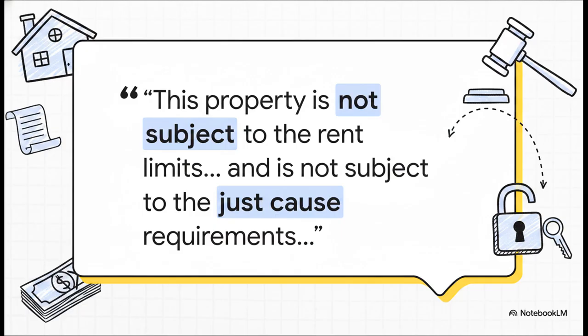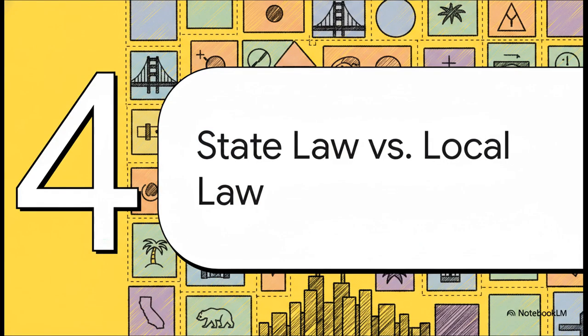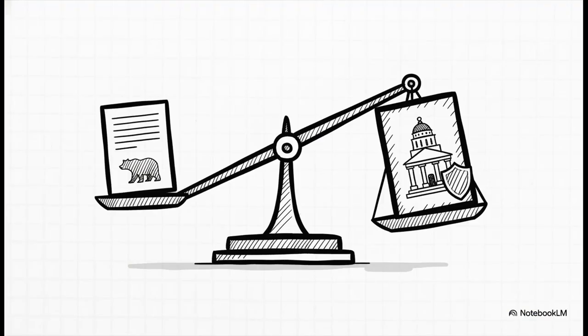This is totally non-negotiable. And just when you think you've got it all figured out, there's one more layer of complexity you have to deal with: your local city and county rules. Here's the simple rule of thumb. Think of AB 1482 as setting the floor for tenant protections, not the ceiling. If your property is in a city with its own stricter rent control laws, think places like LA, San Francisco, Oakland, then the local law wins. Whichever law is more protective of the tenant is the one that you have to follow.